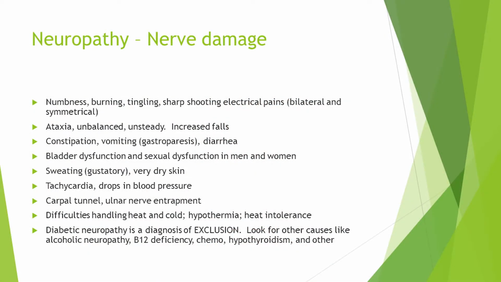Let's talk about the GI tract and how neuropathy affects that. We see a lot of constipation. We see vomiting, especially undigested food. That's called gastroparesis. And we see diarrhea, especially if it's nighttime diarrhea. Nocturnal diarrhea is frequently related to diabetic neuropathy.